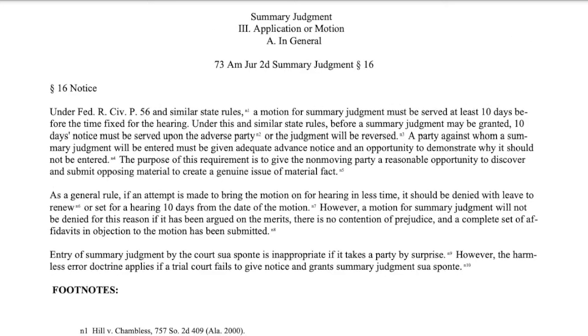And here we are to section 16, notice. Under Federal Rule 56 and similar state rules, a motion for summary judgment must be served at least 10 days before the time fixed for the hearing. Under this and similar state rules, before a summary judgment may be granted, 10 days' notice must be served upon the adverse party, or the judgment will be reversed.